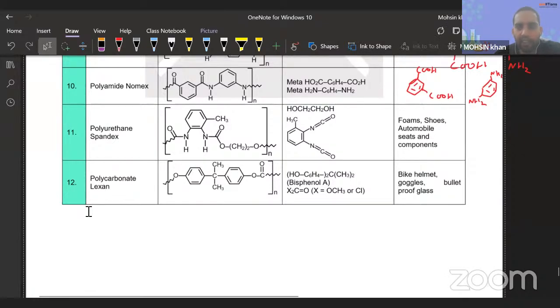Next, we have polyurethane spandex. In this, we have taken ethylene glycol and this compound. On benzene, we have a CH3 group and N=C=O, and it is used in shoes, automobile seats, and components.